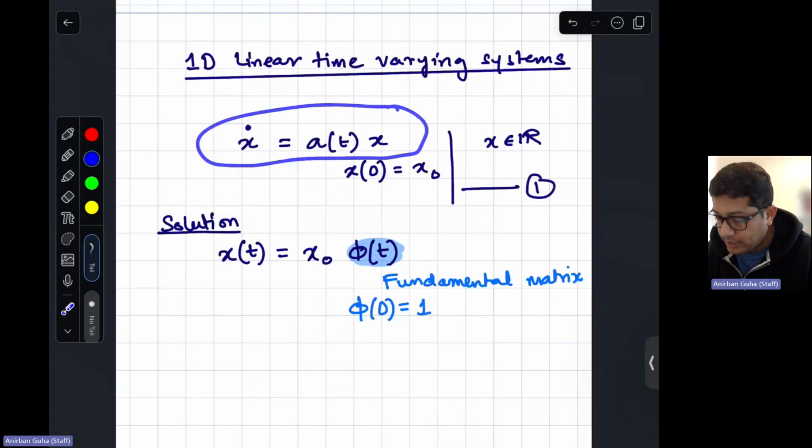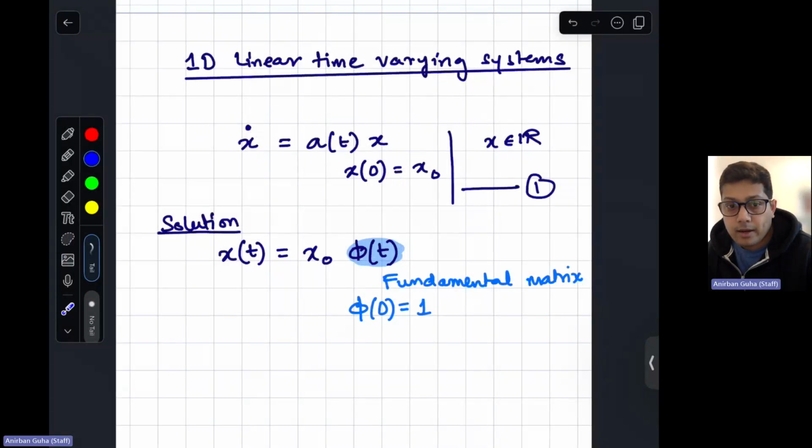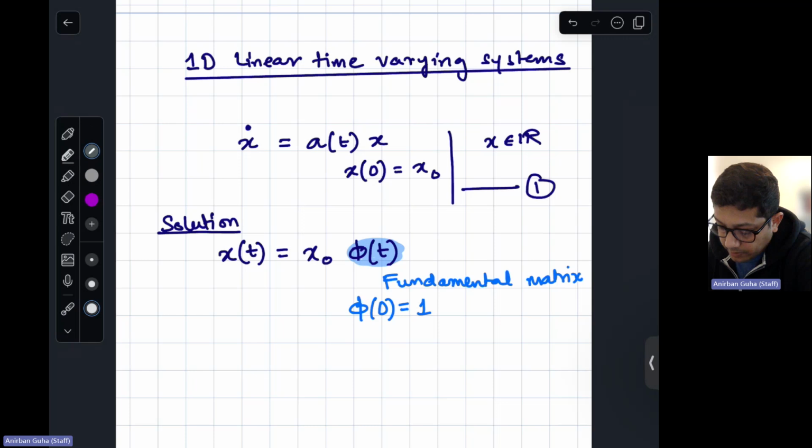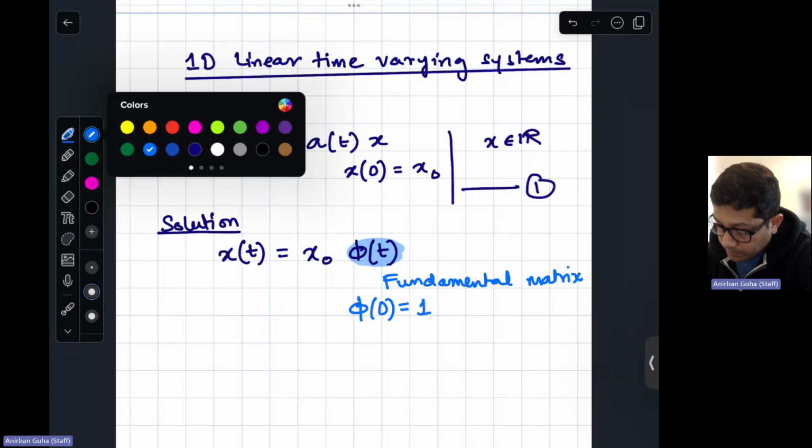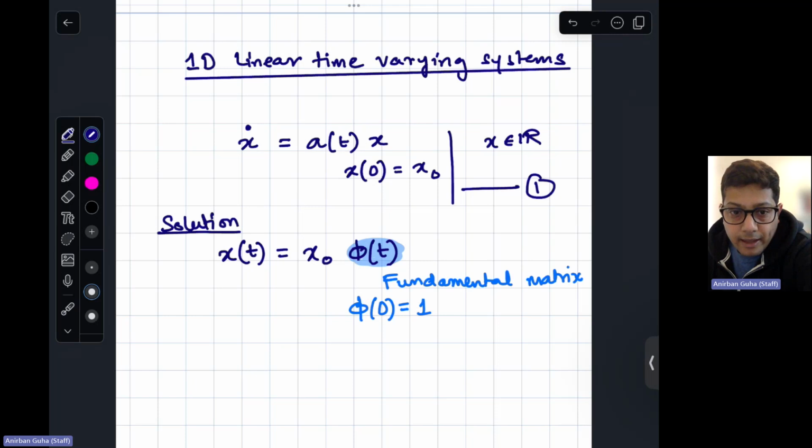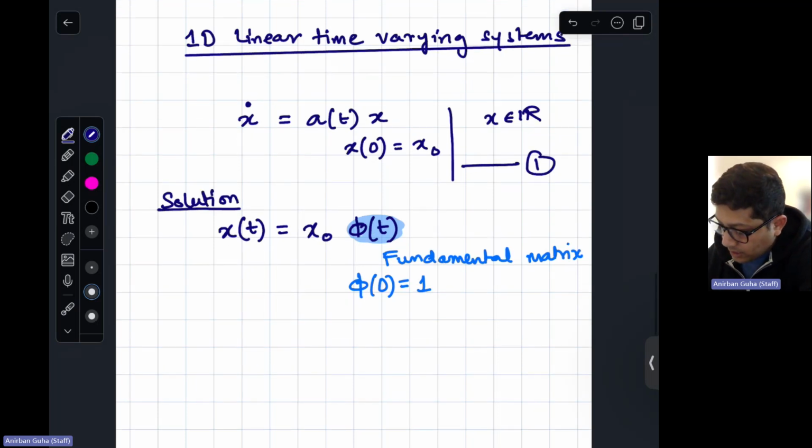So this is basically your equation dx/dt equals a(t)x, where this is a scalar equation with some initial condition of x at t equals 0 is x0. And the solution of this is, as you have seen, x(t) is x0 times phi(t), where phi(t) is the fundamental matrix, and we understand that phi at time t equals 0 is 1. So that's what we have seen.